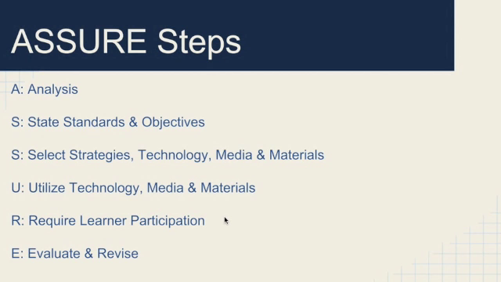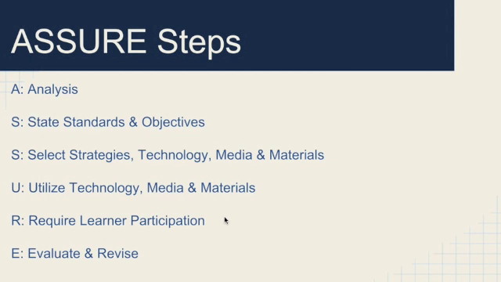Step 3 is selecting strategies, technology, media, and materials. What resources will you utilize throughout this unit to help your students meet the learning objectives you have set? Step 4 is utilizing technology, media, and materials. You're taking step 3 just a step farther by collecting all of your resources and making sure everything is in working order. For example, you don't want to have any broken links or anything on any web pages or technology resources you're using. Step 5 is to require learner participation.